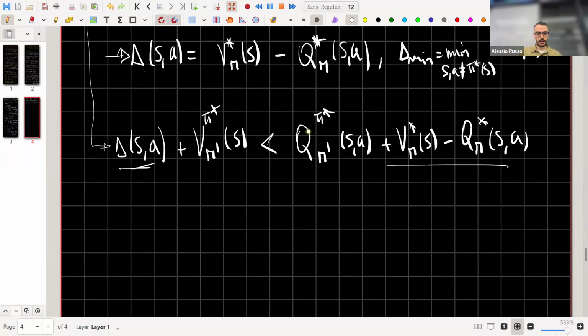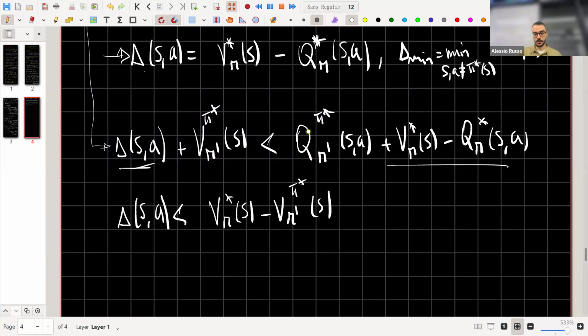So what we are going to do now is try to simplify this expression here. So we have the difference in value and the difference in the Q values.